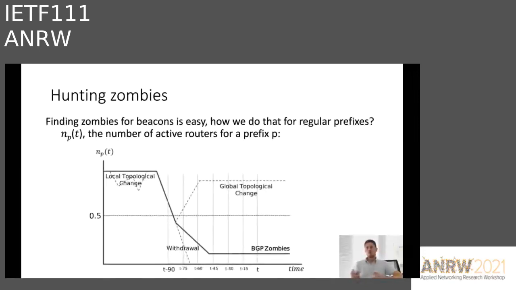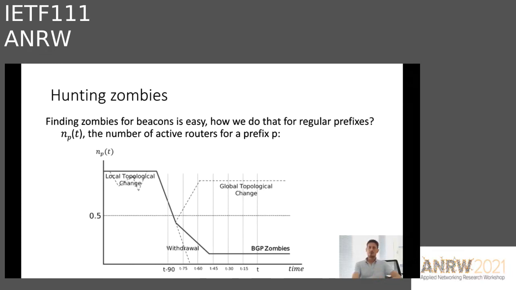So for beacons, finding zombies was very easy because we knew already when the prefix is withdrawn and when it's announced again. But here, because we are looking at any prefix on the internet, we have to find out when an originator is going to withdraw a prefix. And to do that, we are looking at a metric, which is the number of active routers for a prefix. It's shown here in that figure. So that metric ranges between 0 and 1. 1 means that all the routers we are using see that prefix as active.